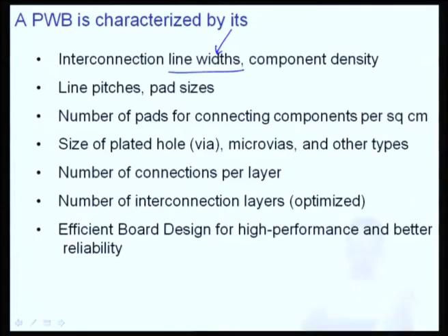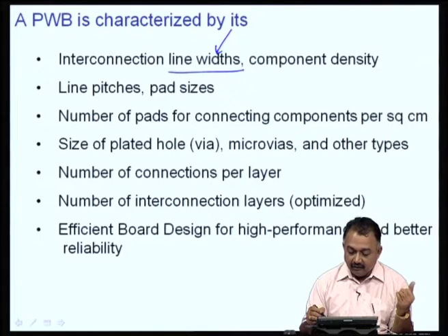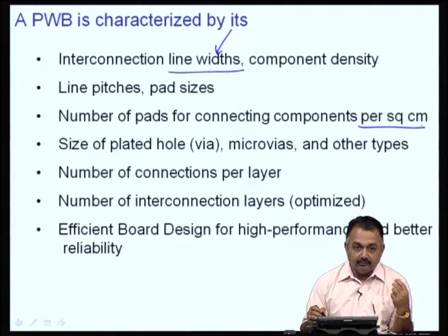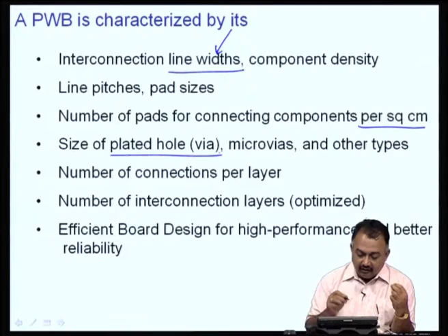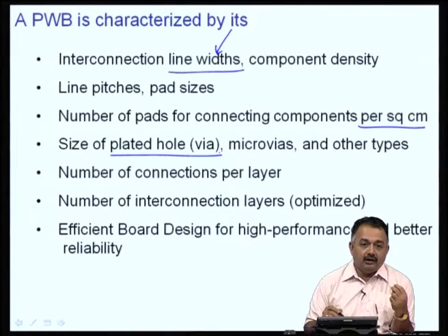Then we are worried about component density, line pitches and pad sizes, number of pads for connecting various components per square centimeter. This gives you the component density or the pad density. The size of the plated hole or the via. I talked to you briefly about the via or the hole.